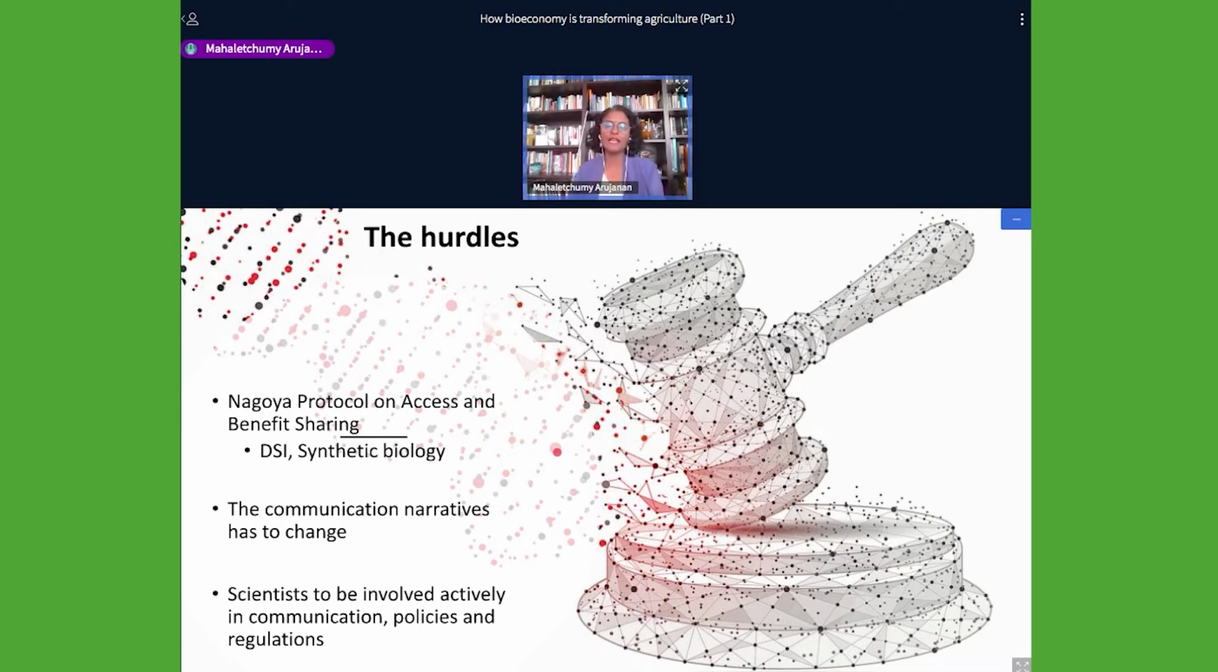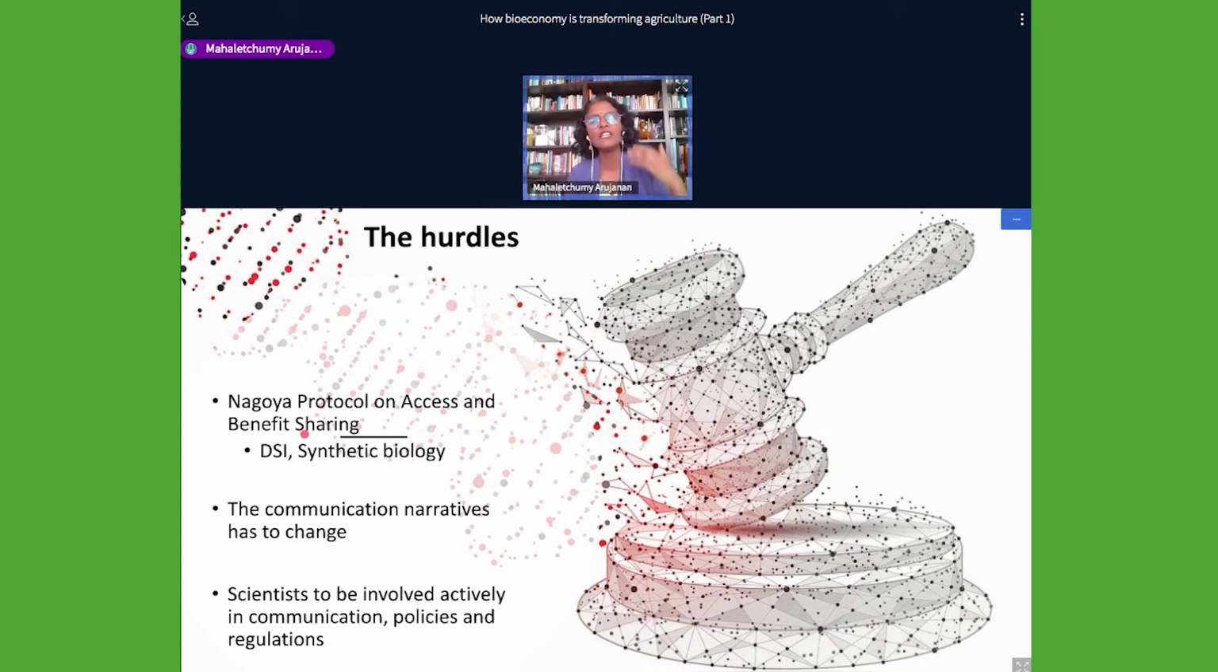So what are the hurdles? The biggest hurdle is actually the regulatory system. Now, in some countries, the regulatory system is really science-based, but in some countries, the system could be science-based, but the decisions are not science-based. And we see this in Europe so much that everything, even if it's safe, is still rejected. So these are the problems.